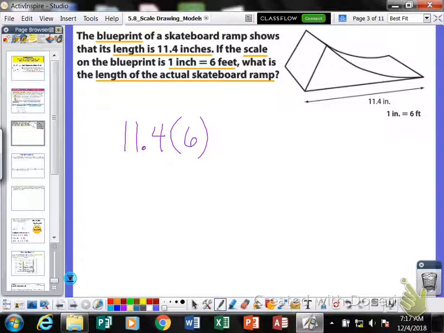And then we would get our actual length. So 11.4 times 6 is 68.4. So 68.4 feet would be the actual length of the ramp when built.